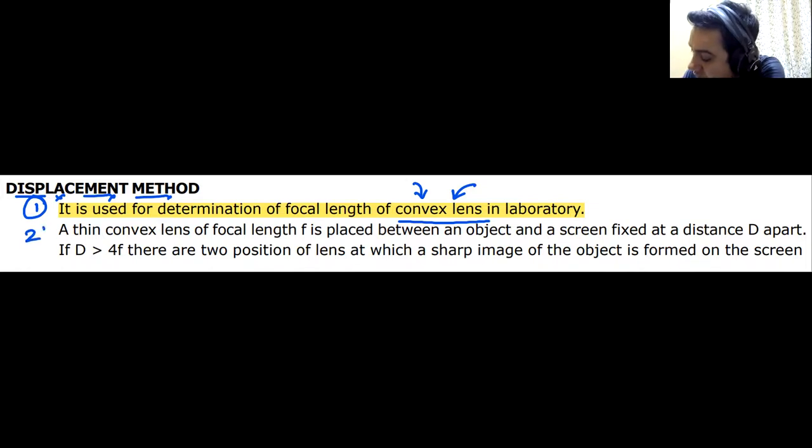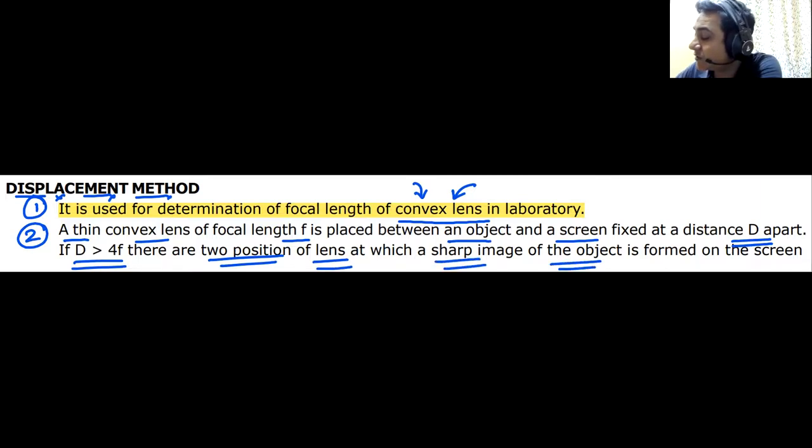Point number two is what is written below. If you have a convex lens of focal length F, it is placed between an object and a screen. The distance between the object and screen is D, capital D. If this capital D is more than 4F, there are two positions of lens to get a sharp image of the object. This is how it works.